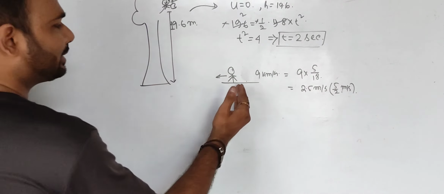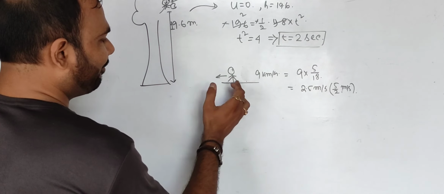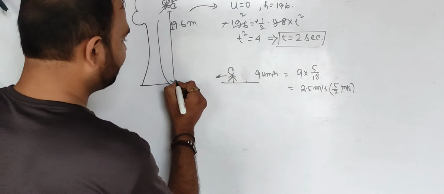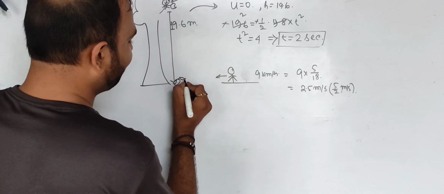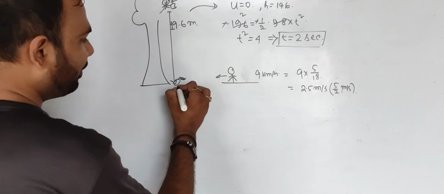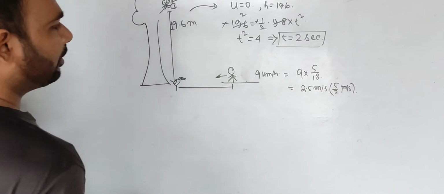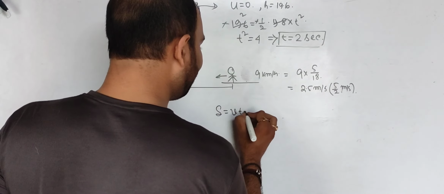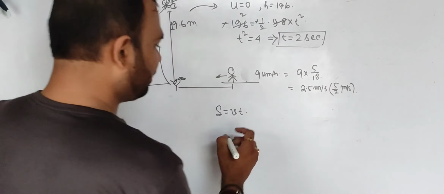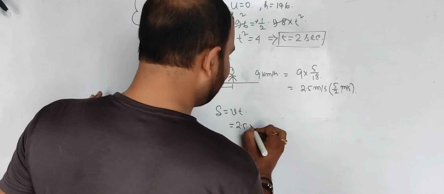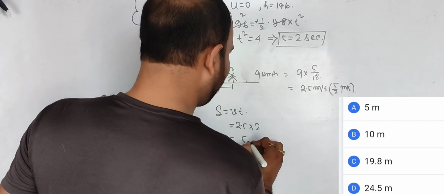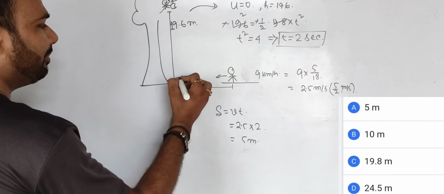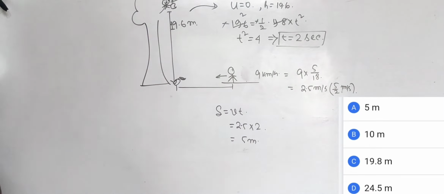So what will be the distance covered? If he is 2 seconds apart from this mango, so what will be the distance? Simply we can find using s is equal to vt, because there is no acceleration. Velocity is 2.5 into 2, that means 5 meter. That means when he drops it, he covers the 5 meter and he takes the mango.